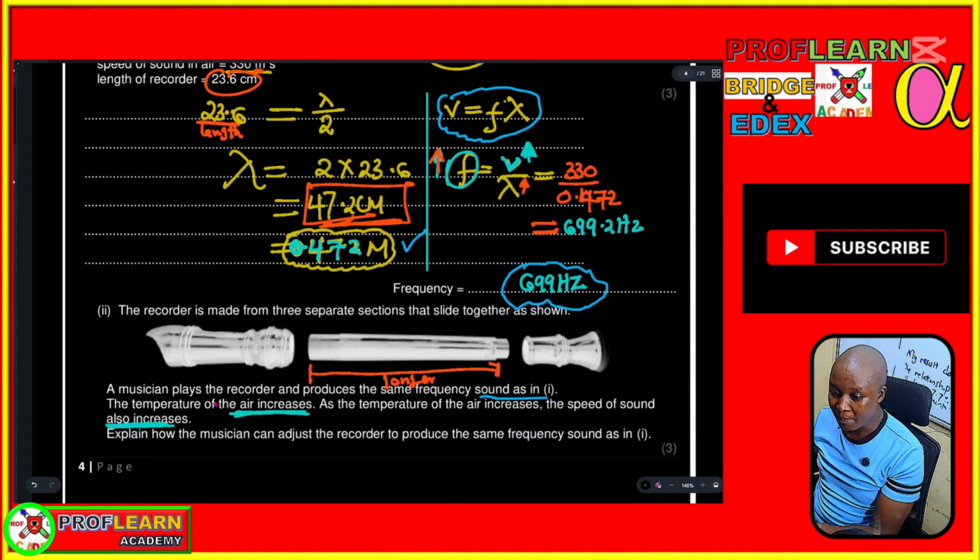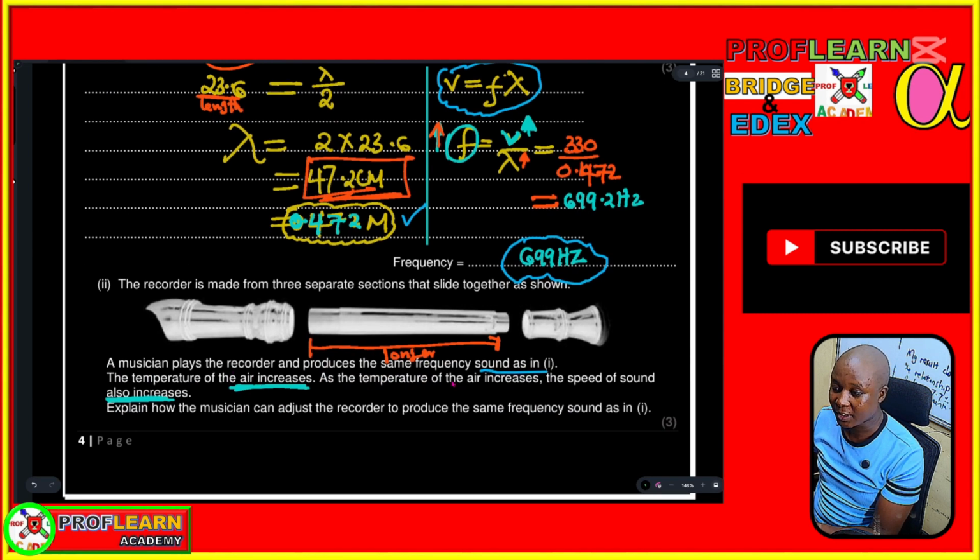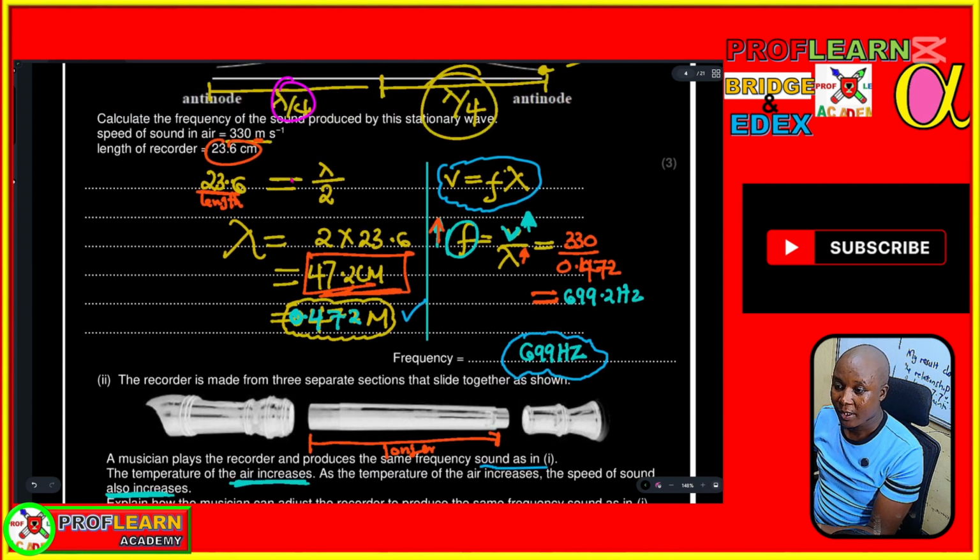Because immediately the temperature increases, the speed increases, then it means the frequency will be high. Now, since the musician needs to have the same frequency as this, we need to increase the wavelength. And how do you do that? What do you do to increase the wavelength? Remember, length L equals lambda over 2. How will you increase this wavelength? If you increase the length, basically you are going to increase the wavelength.